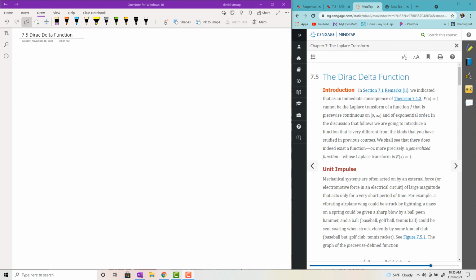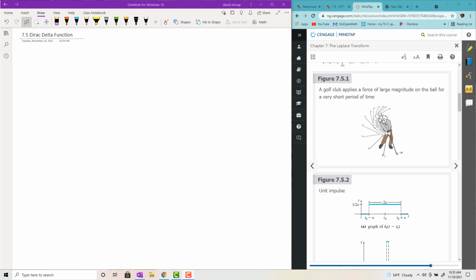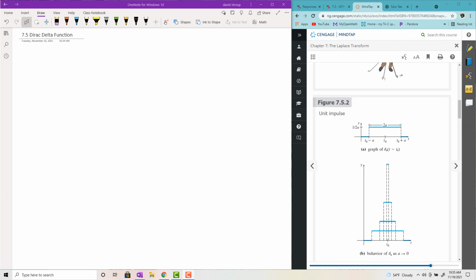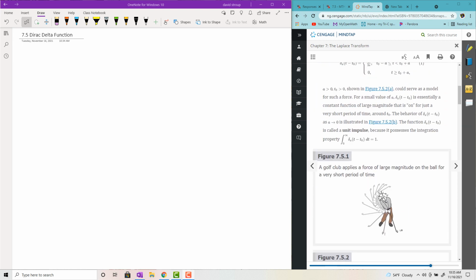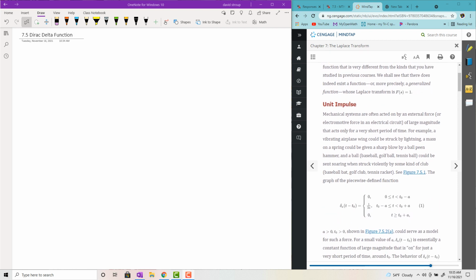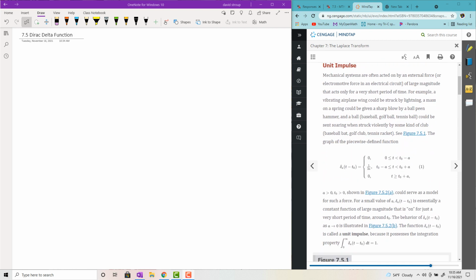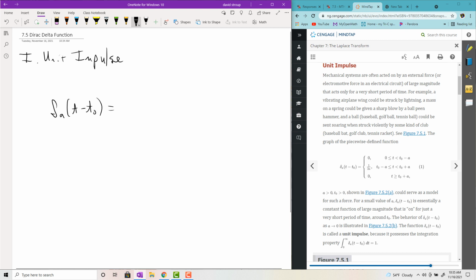If you look in the book, they have this idea, maybe a golf ball being hit by a club. You could think of a baseball being hit by a bat, any situation like that. We begin with the unit impulse idea, and we'll define this piecewise function delta sub a of t minus t sub 0, and from that we'll get the Dirac delta function.